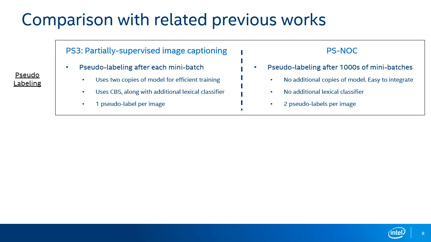Here, we provide a comparison of our work with related previous works. PS3 also performs pseudo-labeling. They perform pseudo-labeling after each mini batch and maintain 2 copies of the model for efficient training. We perform pseudo-labeling after several thousands of mini batches and do not need to keep additional copies of the model, which makes our solution easier to integrate on existing models. We do not use any additional lexical classifier. Also, we generate 2 pseudo-labels per image as mentioned earlier.